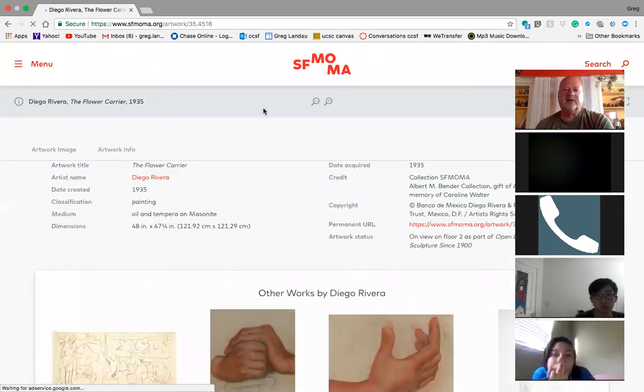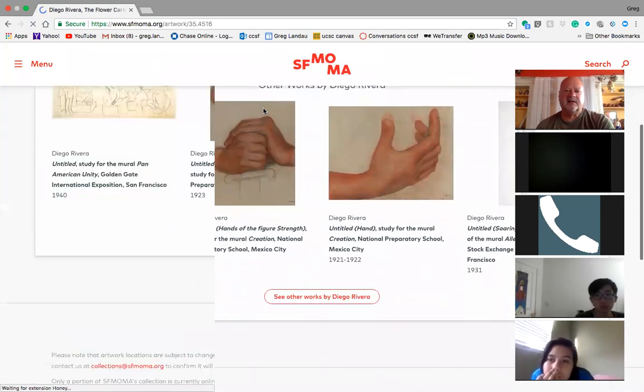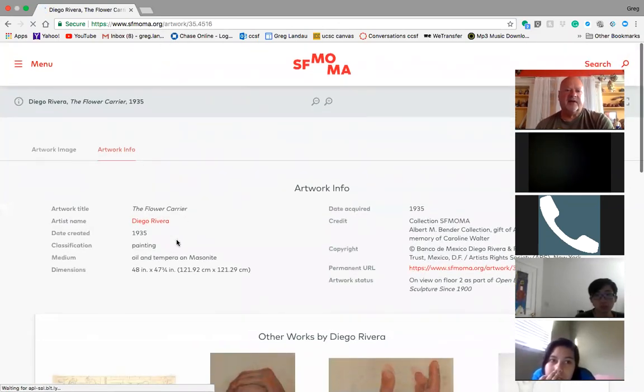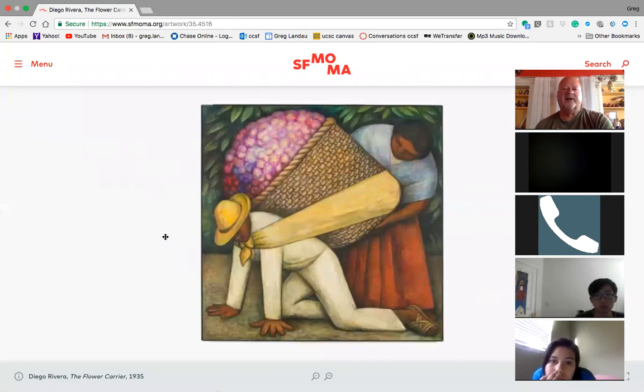So here's, where is it? Flower Carrier. There it is. Here's the Flower Carrier. Can you see that? Yes. So what's going on in this painting? Here's this man carrying this huge basket of flowers, and a woman is helping to put them on.